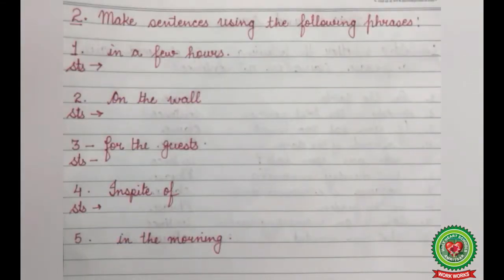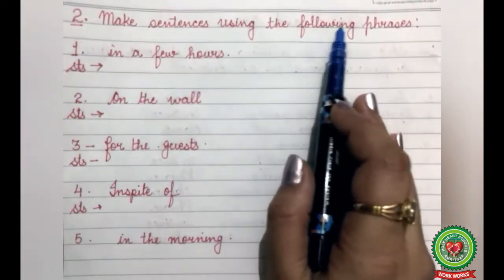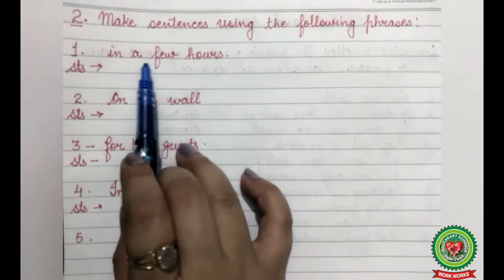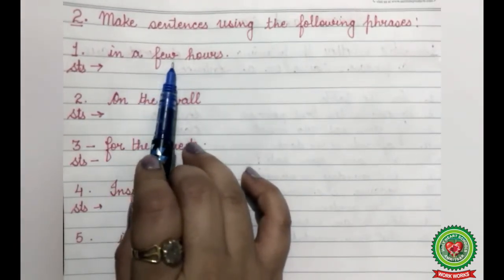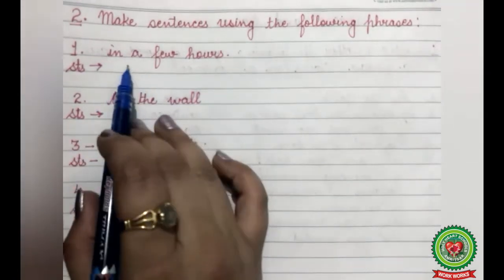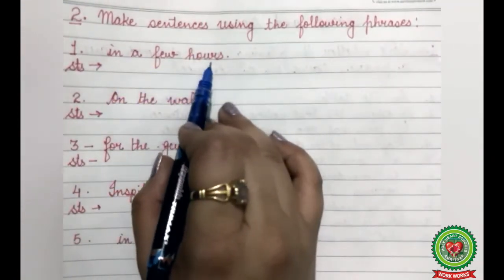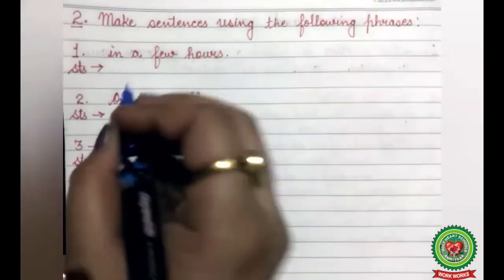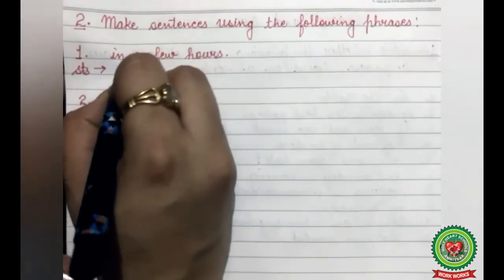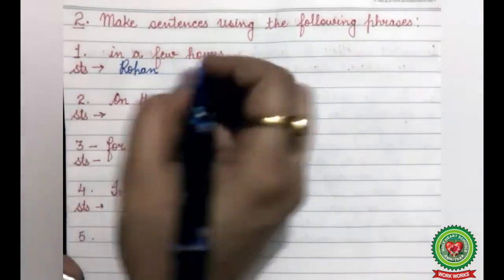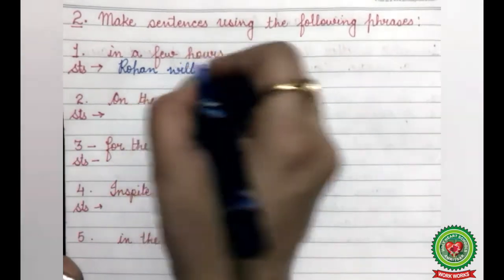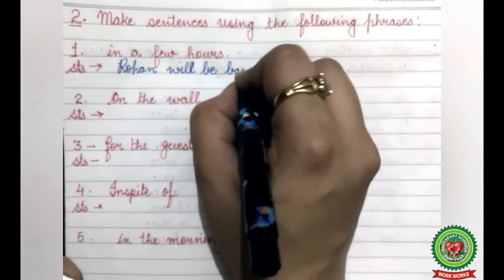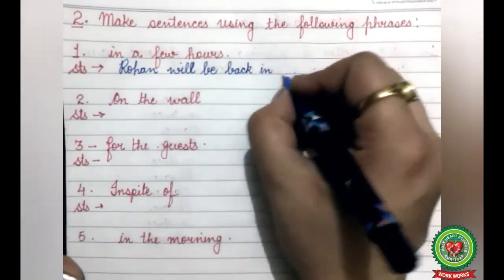Exercise number 2. Make sentences using the following phrases. Now, to make a sentence, we will add a subject and a verb with these phrases. Number 1. In a few hours. Now, we can make different sentences on our own. For example, Rohan will be back in a few hours.